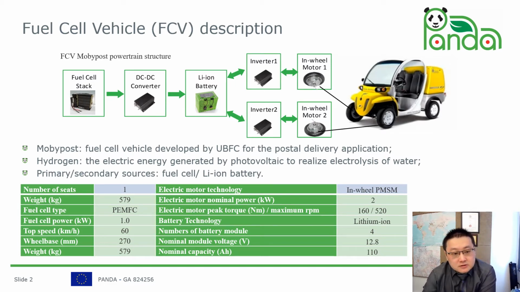In this vehicle, we have one fuel cell connected to one DC-DC converter, then connected to the DC bus through a lithium-ion battery, and all the power will be supplied to two in-wheel motors through the inverters. As you can see on this table, this is really a light-weighted vehicle, only about 600 kilograms with a top speed of 60 km per hour, which is more than enough for the city use.